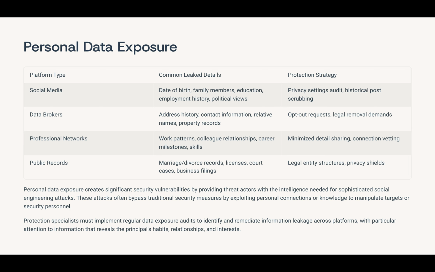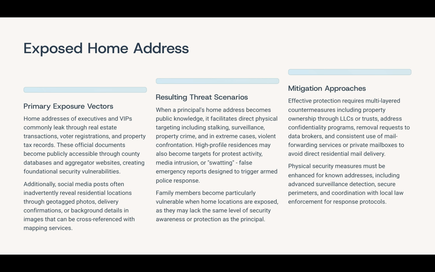One of the most persistent and high-risk exposures for executives and VIPs is their home address. This information frequently finds its way into the public domain through channels like real estate transactions, voter registrations, and property tax records, all of which are often accessible through county databases or aggregator sites. These sources make it surprisingly easy for threat actors to pinpoint where a target lies, forming the basis for a wide range of physical security risks.